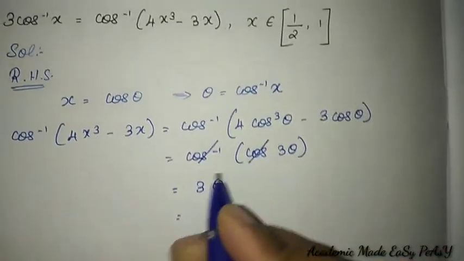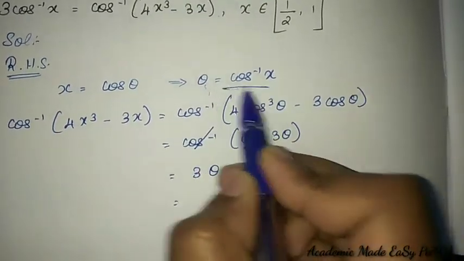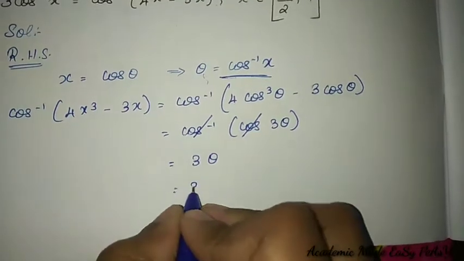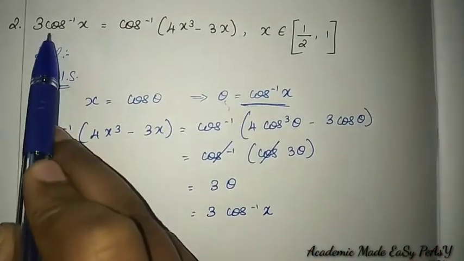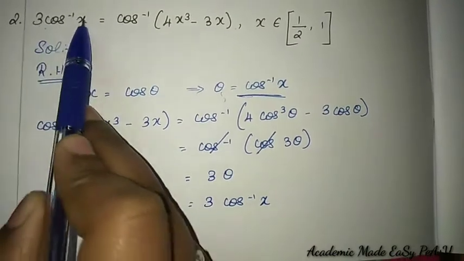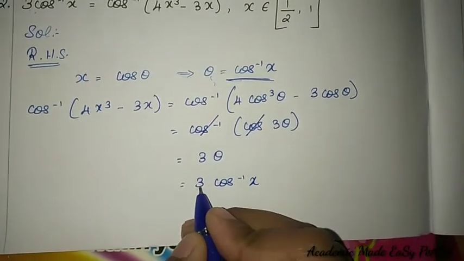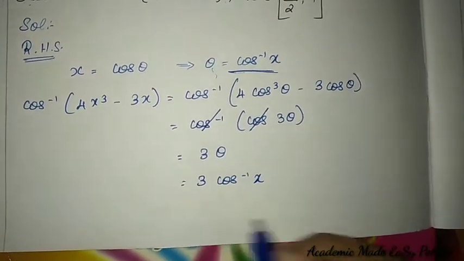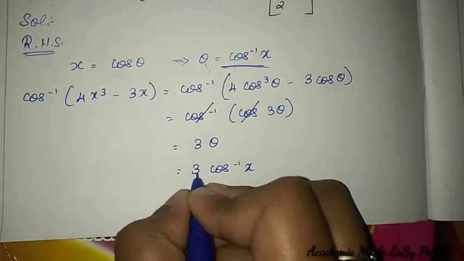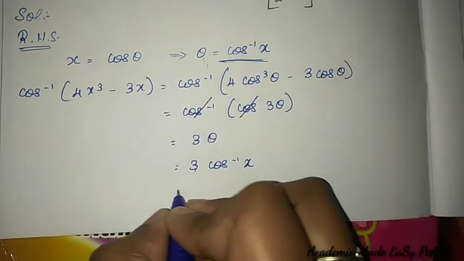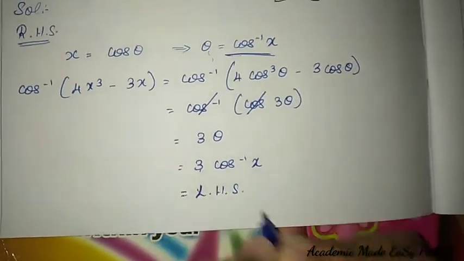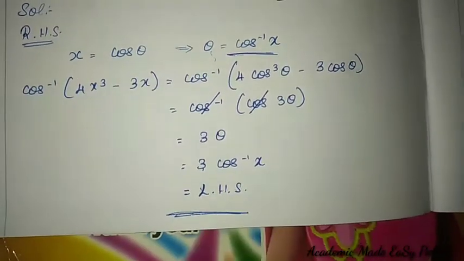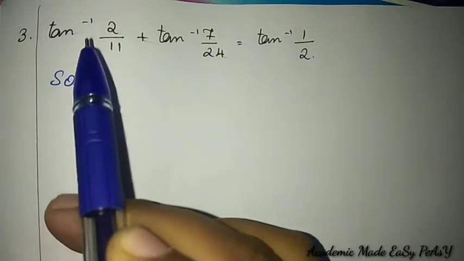What is the value of theta over here? It is cos inverse x. So 3 into cos inverse x. Here my LHS is 3 cos inverse x, and my RHS I also proved is 3 cos inverse x. Therefore it is equal to the left hand side, hence it is proved. Let's move on to question 3.